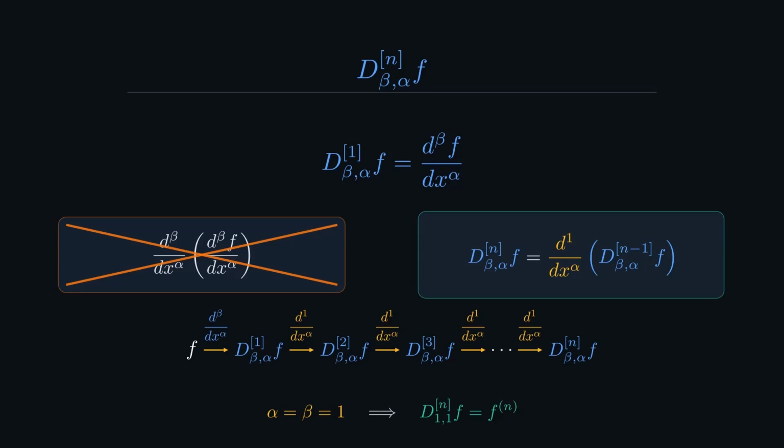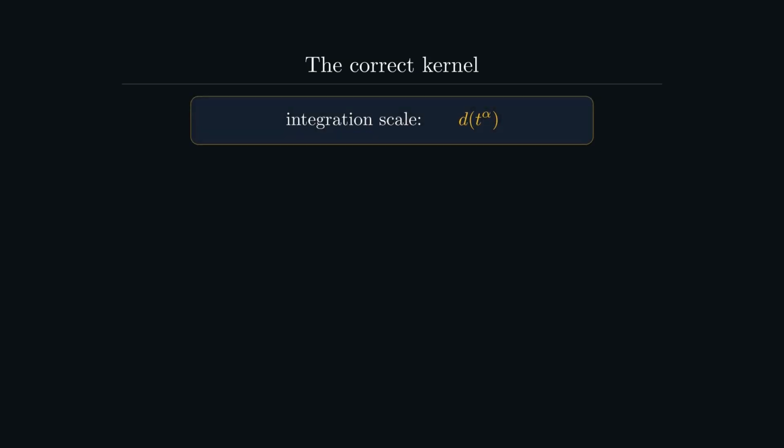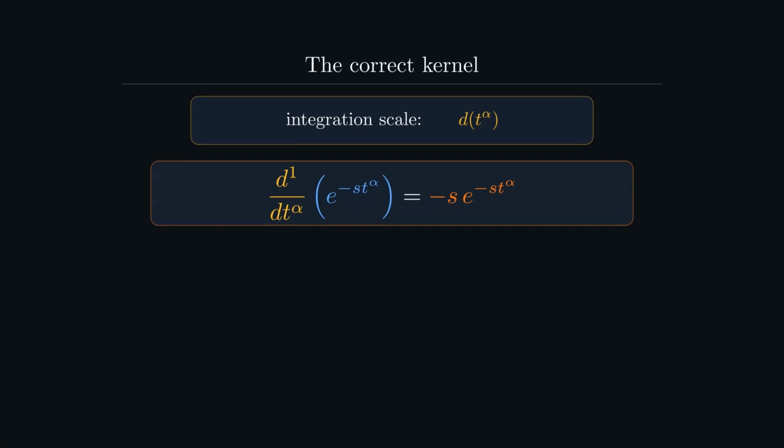The construction of the transform starts with the choice of the kernel. Since the derivative acts on the alpha scale, the integration must also be written on that scale. This is why the measure is d of t raised to alpha. The kernel is chosen for the same reason. The exponential shown here has the key property we need. When it is differentiated with respect to the alpha scale, the result is simply multiplication by minus s. This is the analog of the classical Laplace kernel, but adapted to the alpha scale.